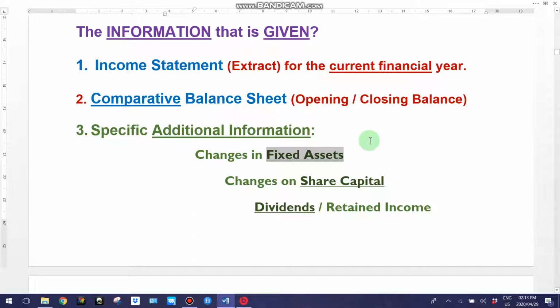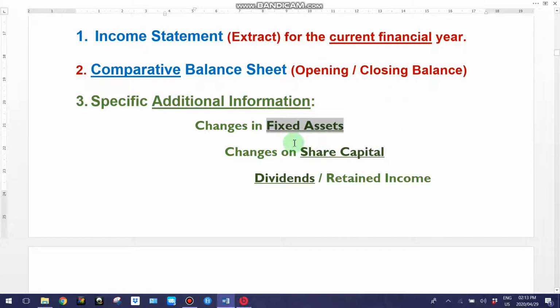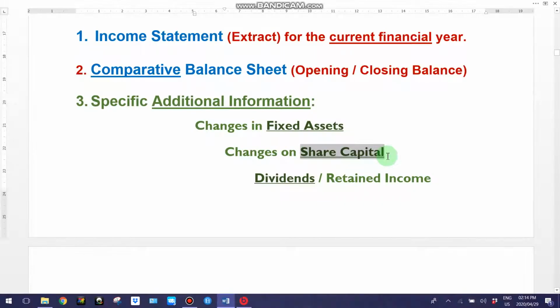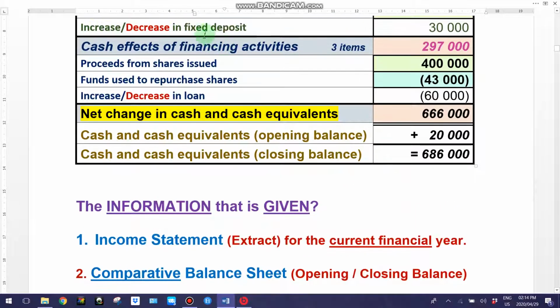So clearly, information about the fixed assets won't be on the balance sheet alone. I need to look at the additional information to get that information there. The second one, following with the same argument, so now I know that that's going to be part of my financing activities.